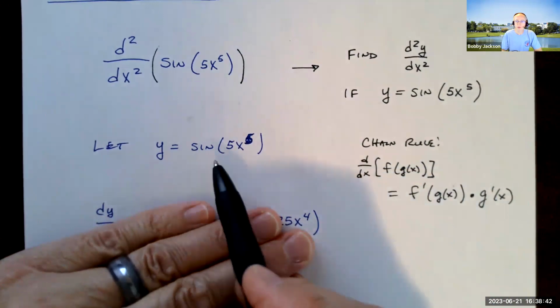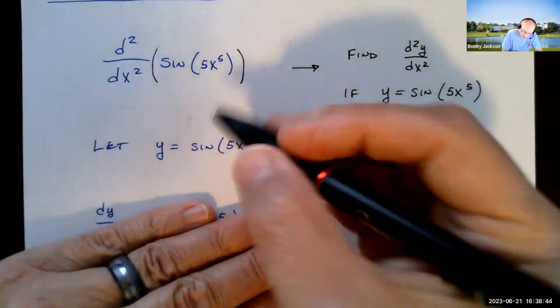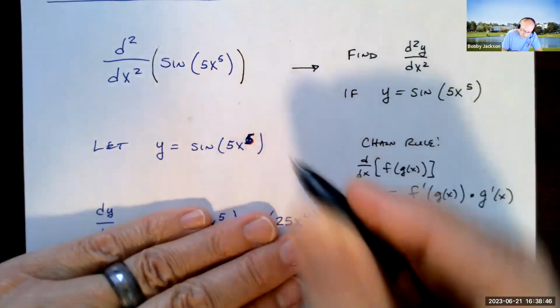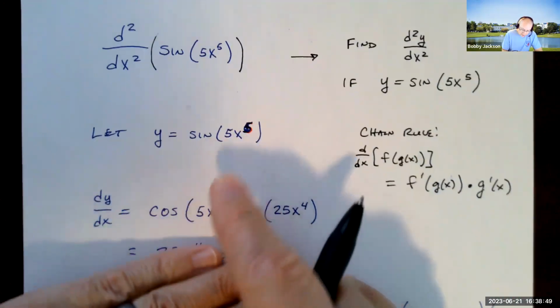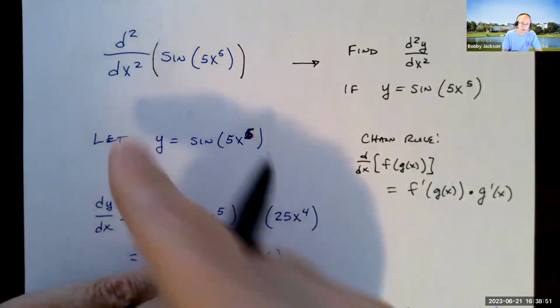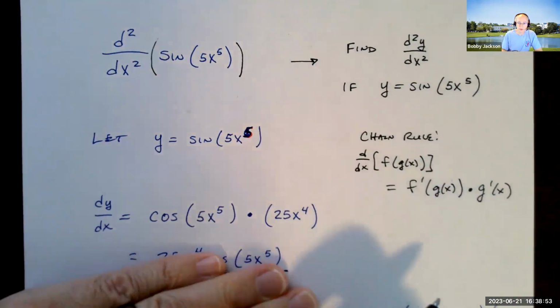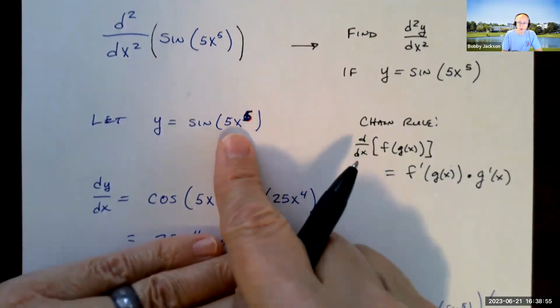So I'm just going to let y be sine of 5x to the fifth power. And then I'm going to take the first derivative, right? Because I need the second derivative, I'm going to have to take the first derivative and then take the derivative of the first derivative. So chain rule applies here.